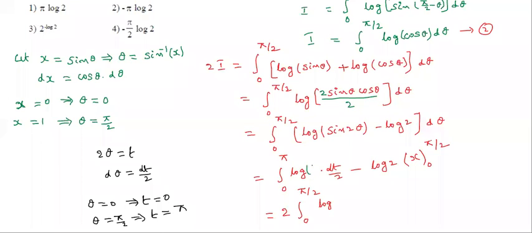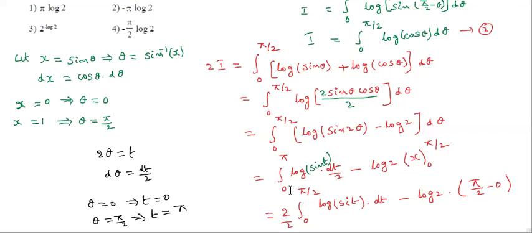Here is a mistake. This is sine t. So logarithm of sine t into dt by 2. These two take here. Do you observe here? Upper limit pi by 2, I have written in front of this 2. This property you already know very well. Now log 2 into upper limit minus lower limit.